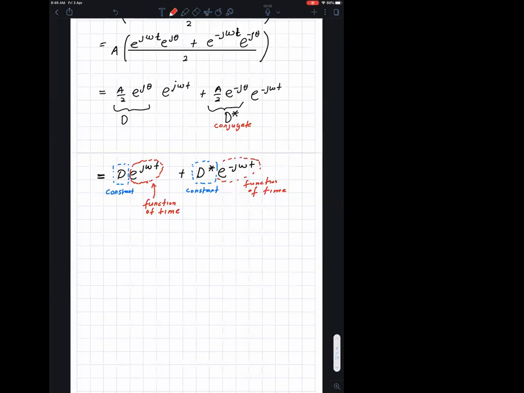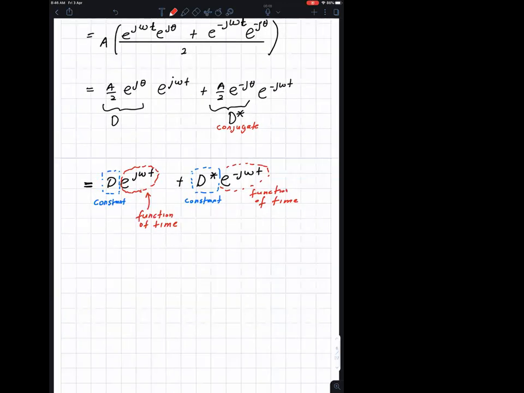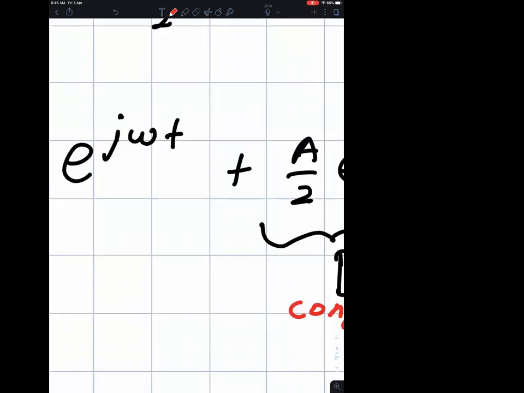Any questions so far? Okay. So next time when you look at things like this, you know where this constant part comes from. The constant part is due to the phase. The phase shift is constant. But this part, e to the j omega t, is not constant because time is varying. Omega is constant. The rotating speed is constant. But time is not constant. Right now, as you sit there and watch this video, time is moving. Time never stops.